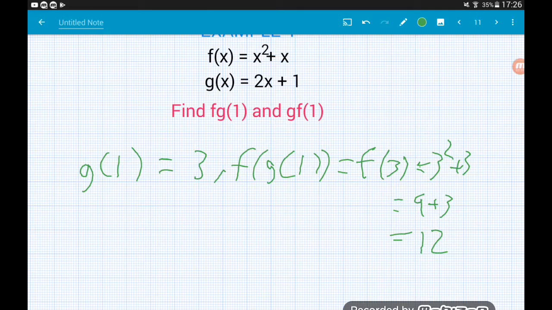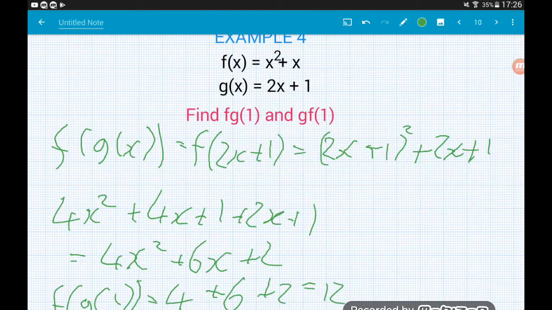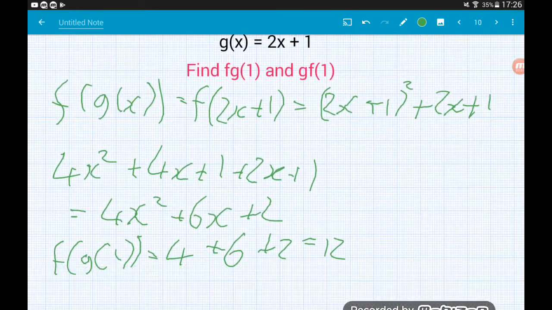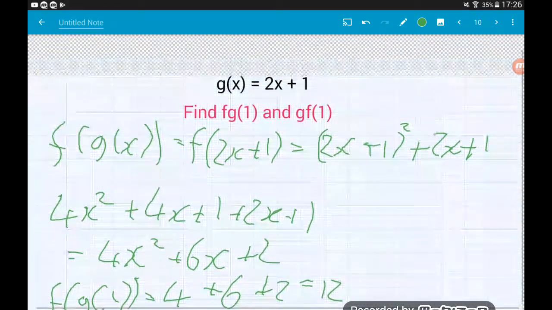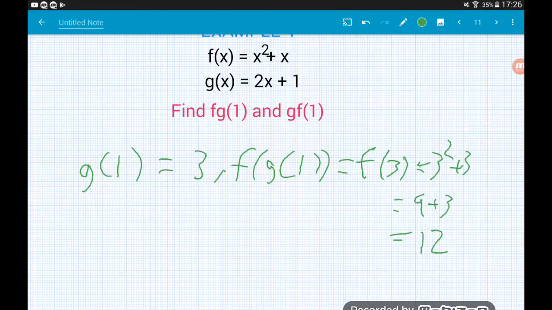So let's compare the workings to that, to the one that we just did before. I definitely know which method looks friendlier. I would definitely recommend going for this method.